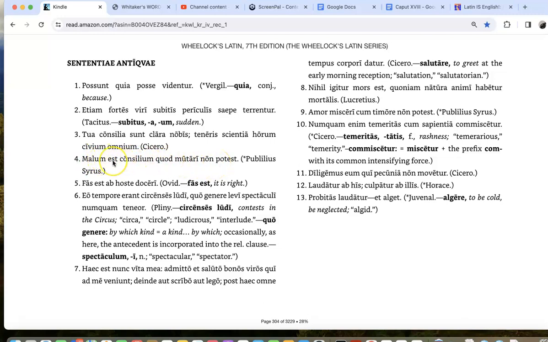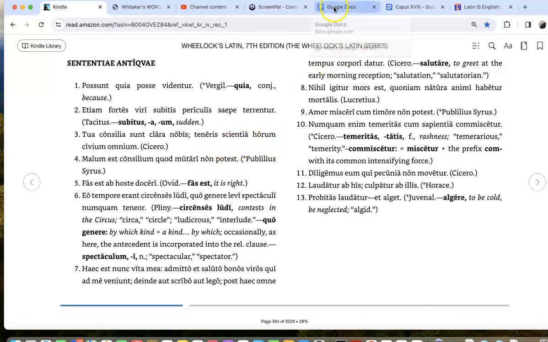This one's a little bit easier. So here we have concilium again, but this time as a singular subject. A plan is bad that is not able to be changed. All right, this one definitely is a little bit easier.